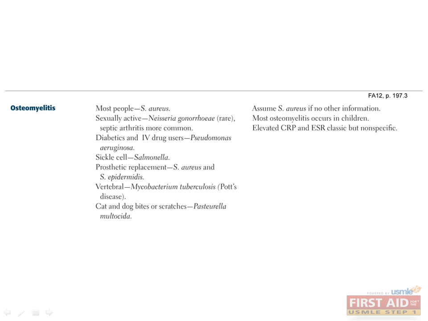Osteomyelitis is another disease that can be caused by several different pathogens. In most people, unless you have reason to believe otherwise, the most common cause of osteomyelitis is Staph aureus. However, in several other types of patients, other organisms can be more common. In sexually active individuals, Neisseria gonorrhea can cause osteomyelitis. However, this is rare. It's more likely to cause septic arthritis.